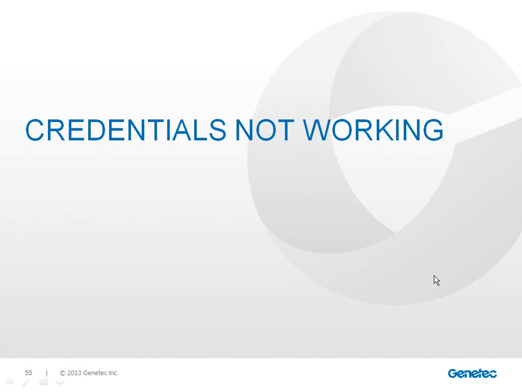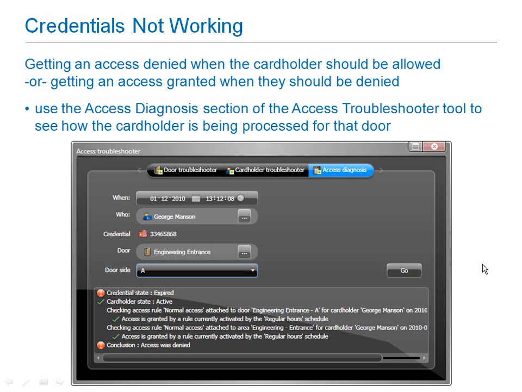Okay, our next troubleshooting section concerns what to do if the lock seems to be working fine, but the credentials are not causing the behavior that's expected. Basically, we know a cardholder should have access to a door, but they're denied, or they should be denied, and they're being granted access.